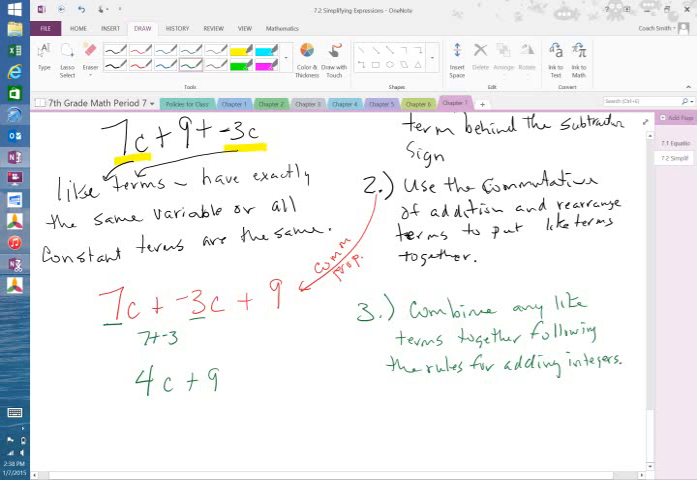Now, I have 4 c's and 9 1's. Can I put them together and say I have 13 c's? No. Can I put them together and say I have 13 1's? No. So that is your answer in simplified form.